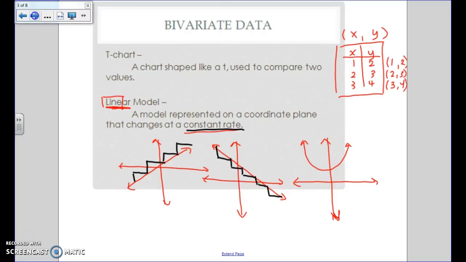On this last example, we would consider this one to be linear. This would be linear. And this one would be non-linear.